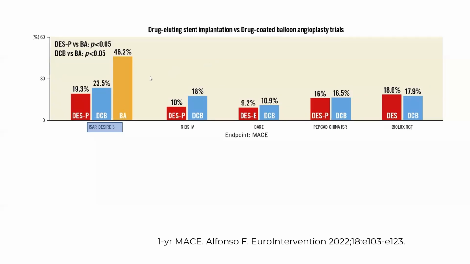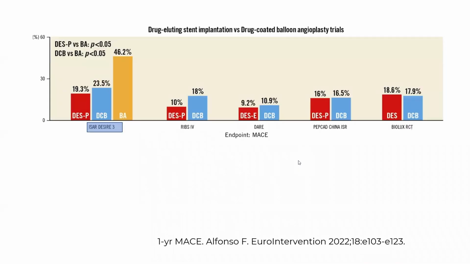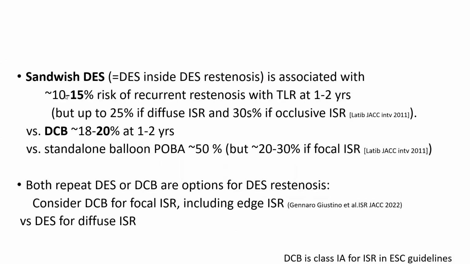This is some data comparing DES with DCB, and you can see in all of those studies, the one-year MACE favors DES over DCB, but the margin is not very large. This is a meta-analysis of all those trials. The numbers here are too good to be true. At 1 year, the restenosis rate was only in the range of teens percent with both strategies, even at several years, 16% versus 12%. In the real world, the numbers are higher. They are about 10 to 15% at 1 year with sandwich DES and 18 to 20% with DCB.